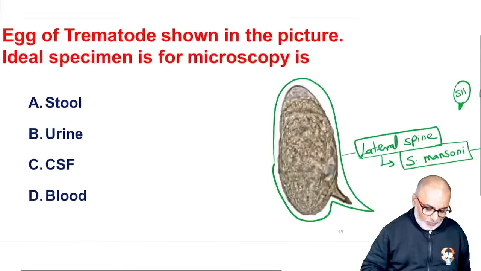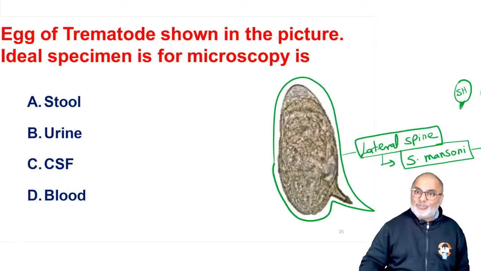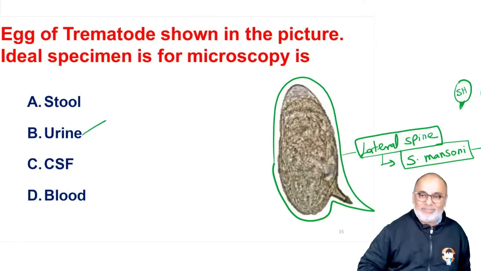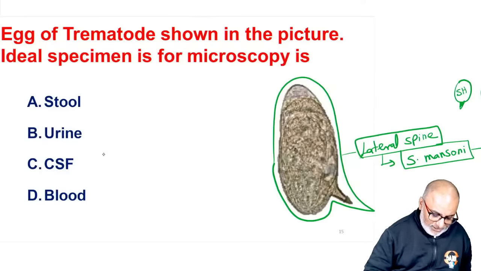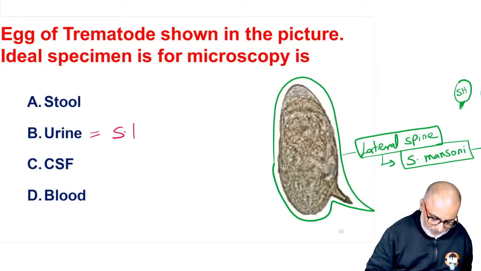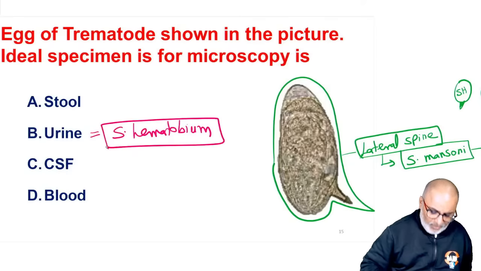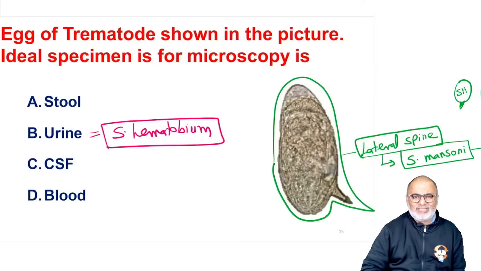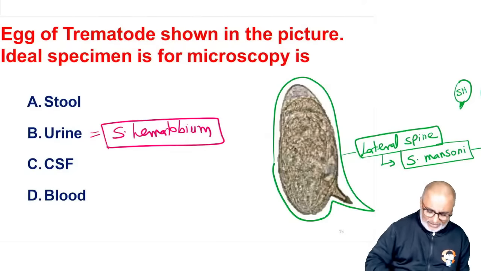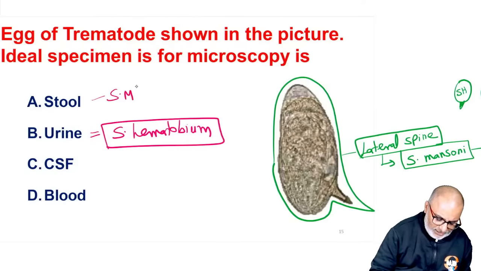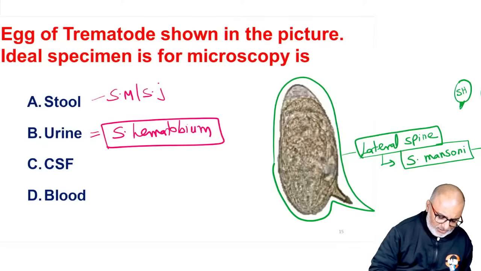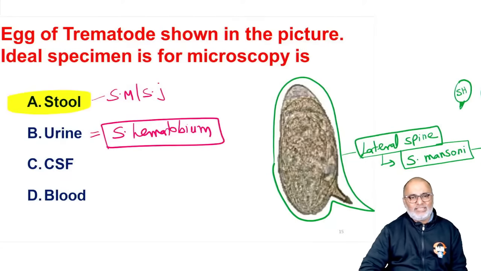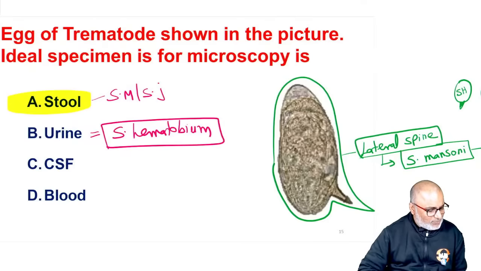So what is the specimen? What my kids will do after seeing this Schistosoma, the next minute they go to urine specimen. No, urine specimen is one and only for Schistosoma haematobium, because it causes hematuria. It resides in the bladder. It causes bladder cancer, many things. And for the others, both Schistosoma mansoni and Schistosoma japonicum, the ideal specimen is stool, because it is not residing in the bladder, it resides in mesenteric veins. Stool is the specimen.